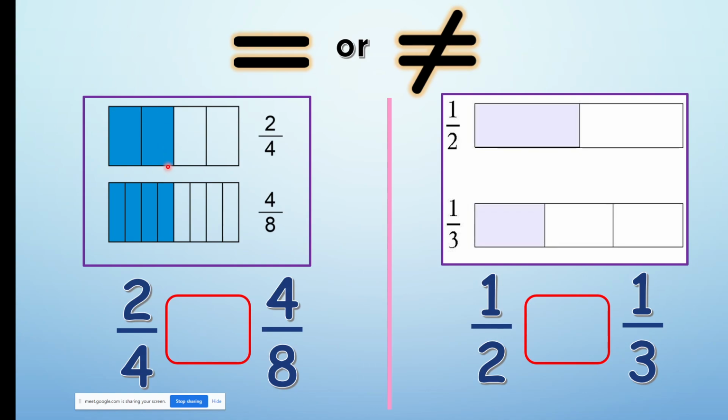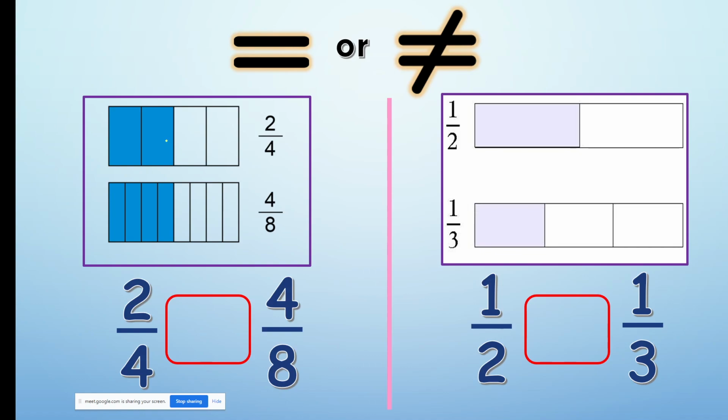Are they equal or not? Equal, yes, equal. They're equal because, look, they have the same size. If you get this part, and you get this part, you will see you have the same size. Right? Yes. For example, this one.